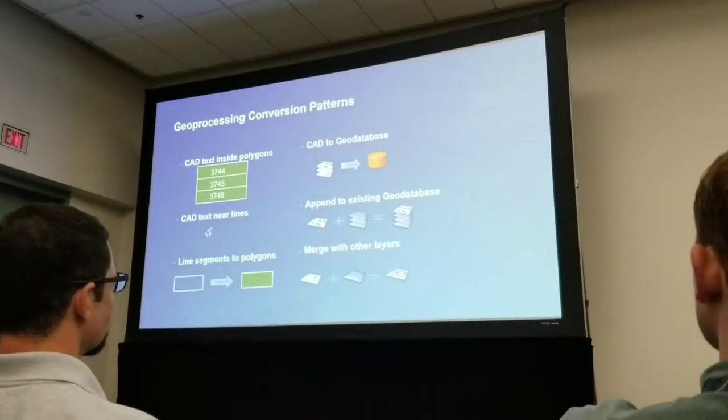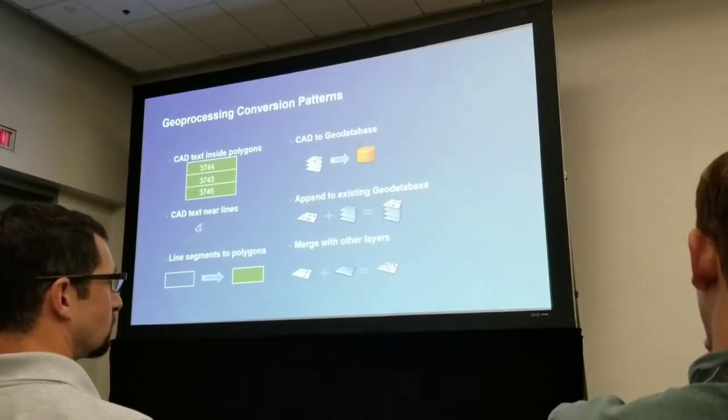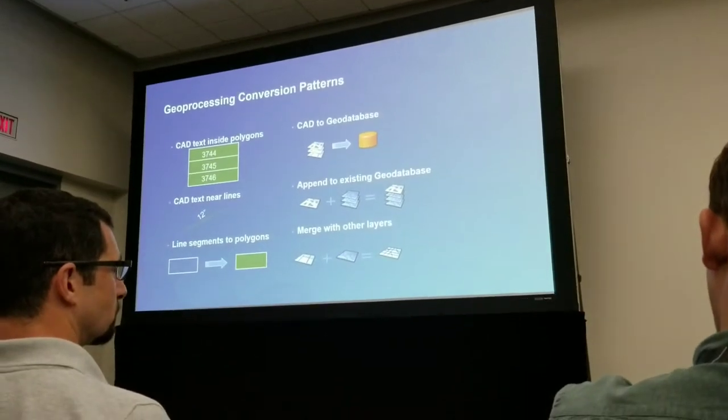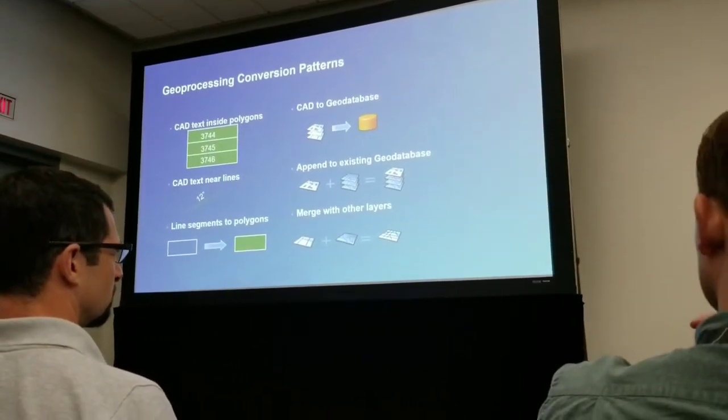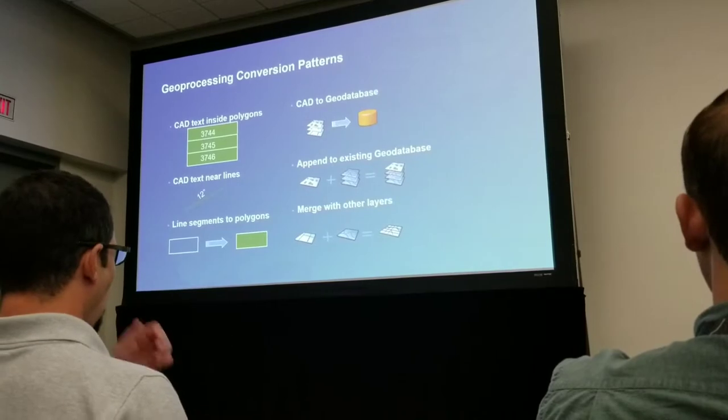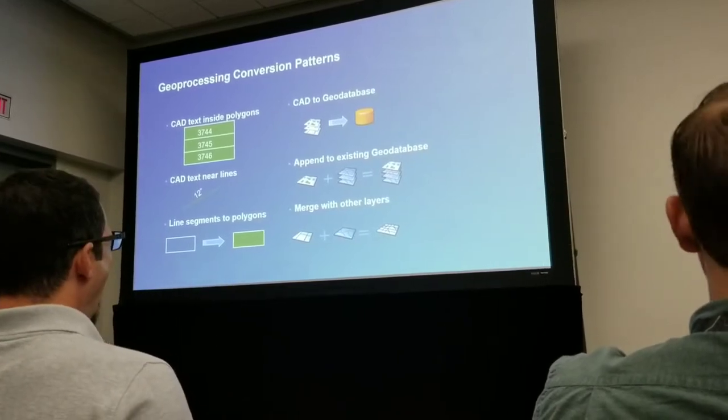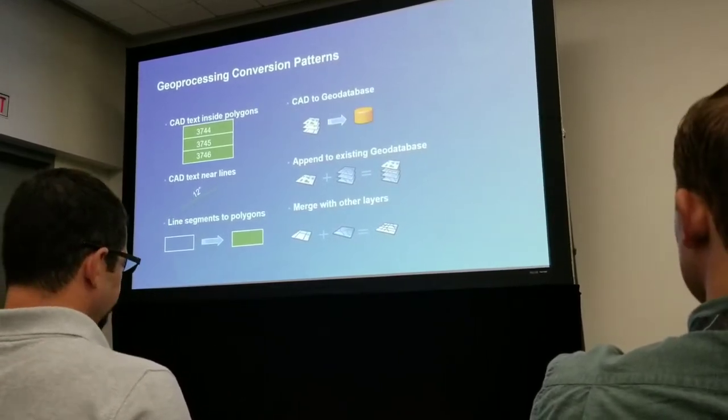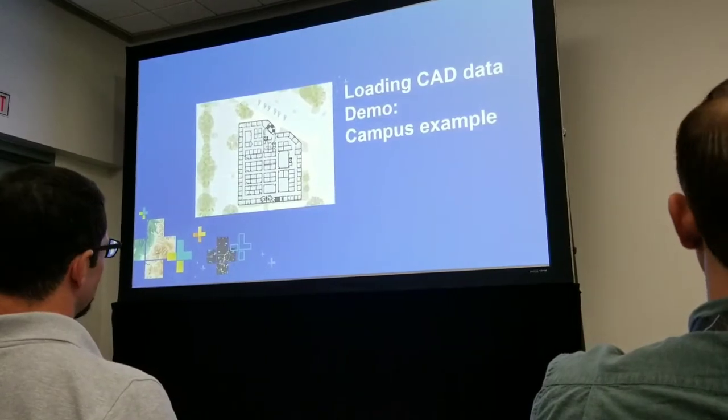You have a CAD file and you want to be able to bulk load a whole whack of CAD files into a single geodatabase. And I want to dump those in there. So we have tools for that, like CAD to Geodatabase. So once again, it's the GP tools that are going to help you accomplish this. But why don't I show you an example?